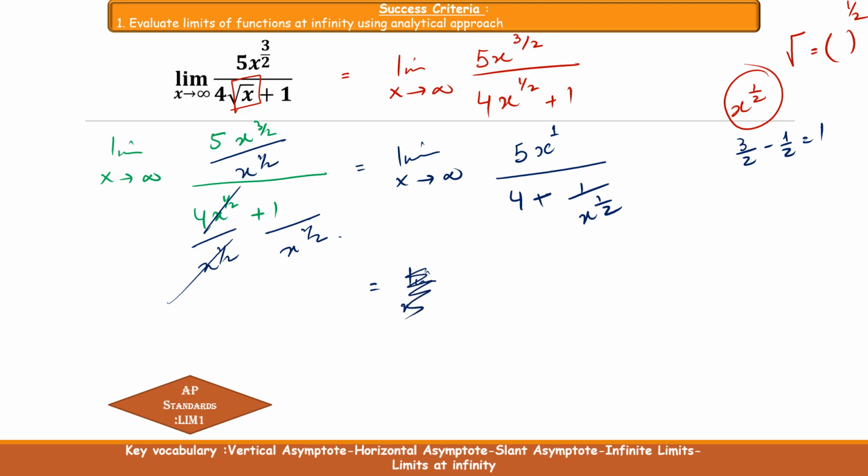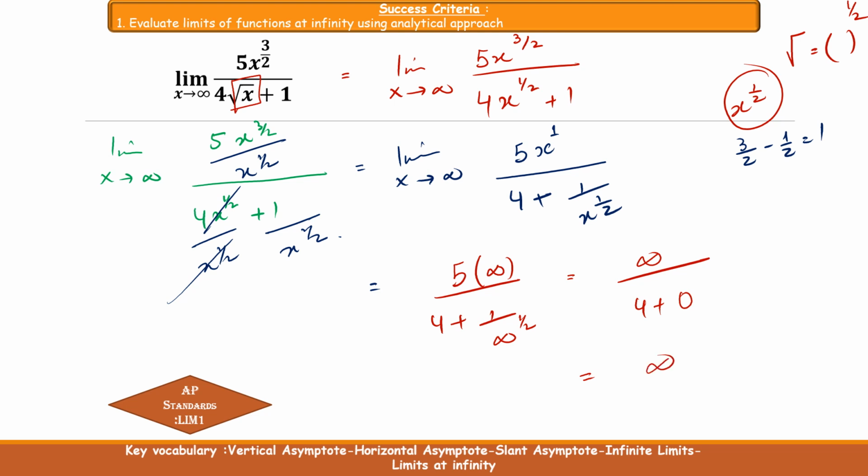When we apply the limit, we do not write the limit. In place of x, we will put the infinity: 5 times infinity minus 4 plus 1 over infinity power half. 5 times infinity is infinity. 4 plus 1 over infinity is 0. And if infinity is in the numerator, then the answer will be infinity. It means whenever the answer is infinity, it doesn't have a horizontal asymptote.